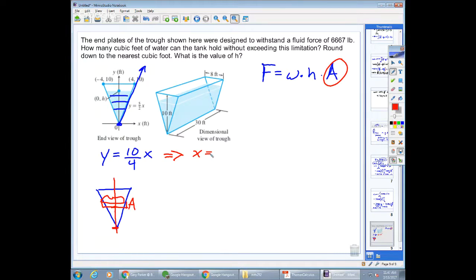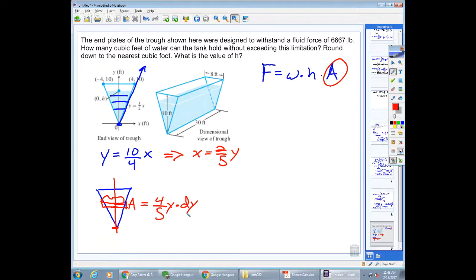So let's see, 10 fourths is what, 5 halves. Flip it and I get 2/5 y. That gets me halfway across because that's the x value. To get all the way across, I'm going to have to double that. So my rectangle right here is going to be 2 times that, so 4/5 y. And then for calculus, we're going to say it's delta y thick. So that's my cross-sectional area there.